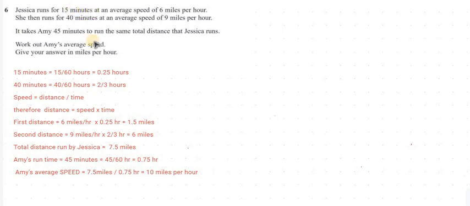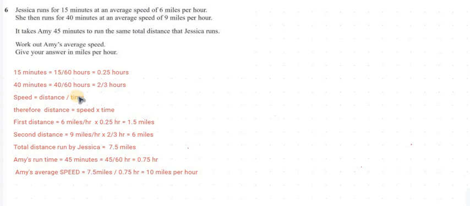15 minutes to an hour, that's 15 divided by 60. Use your calculator, it is 0.25 hours. 40 minutes to hours, 40 divided by 60 is 2/3 hours. I'm leaving it as a fraction because I don't want to make a mess with decimals. If it's not a recurring decimal, then it's okay to put it as a decimal. If it's a recurring one like 2/3, leave it as a fraction.